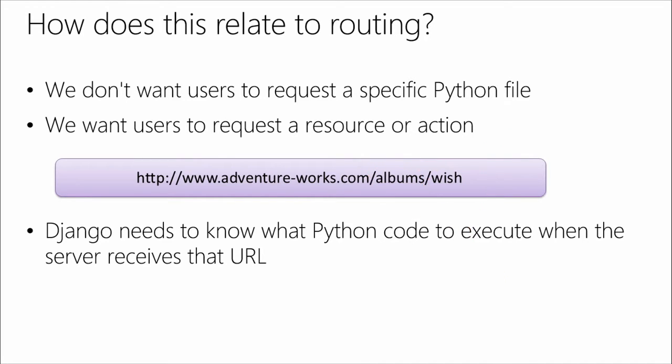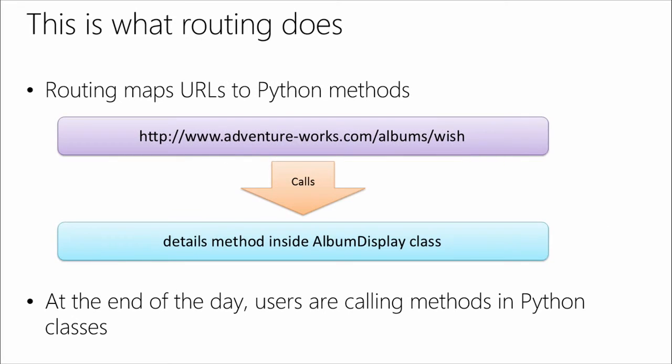Or to put that a little bit simpler, what I really want to do is explain to Python what the patterns are going to look like. And again, that's where routing comes into play. So when we see that, let's call that details method, because at the end of the day, that's what our Python is going to call.